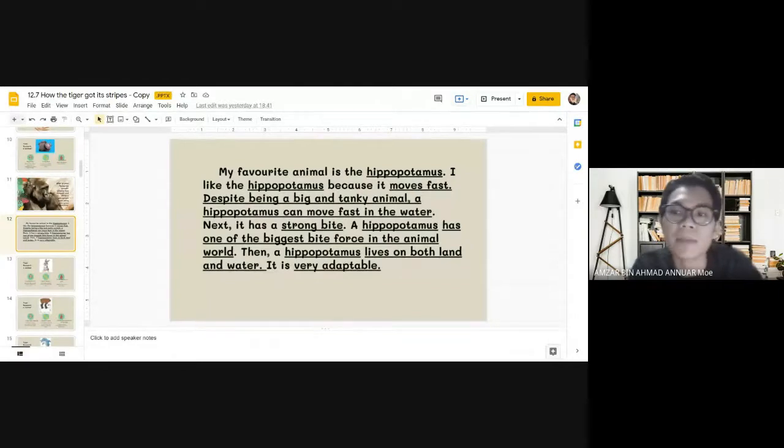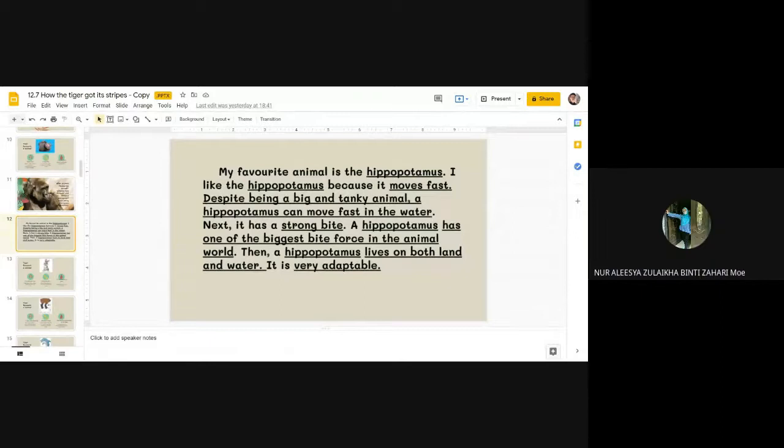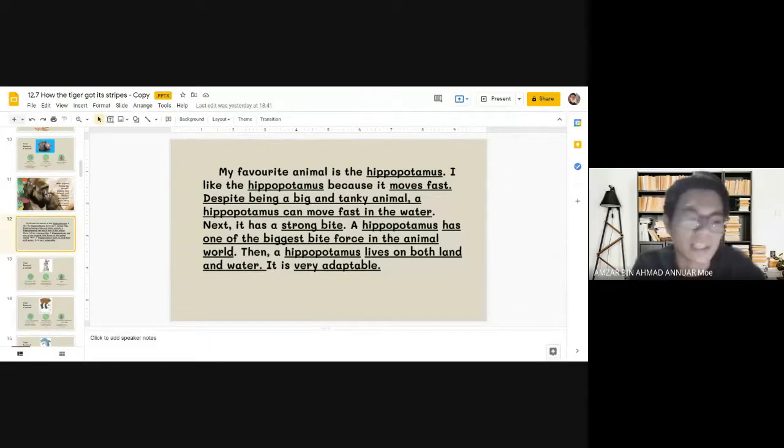Main idea MI diikuti dengan S? Supporting detail. Correct. Thank you Alisha. Main idea mesti diikuti dengan supporting detail. Berapa supporting detail? Tak kisah. It doesn't matter. Okay. The more, the better. So, the same goes for this.